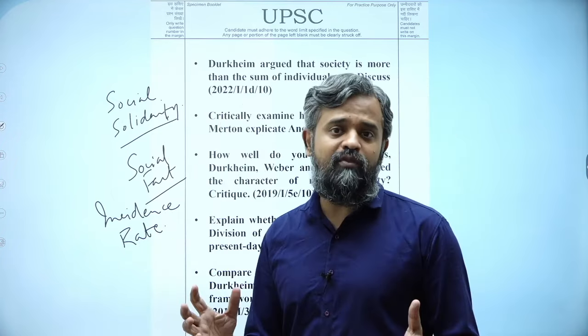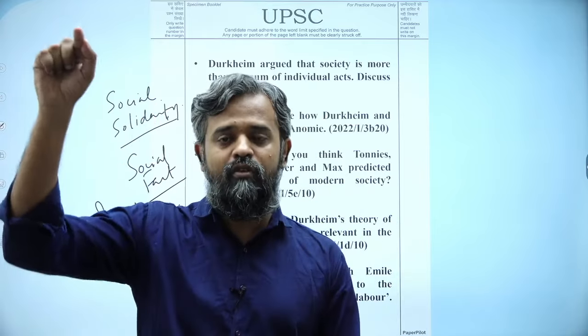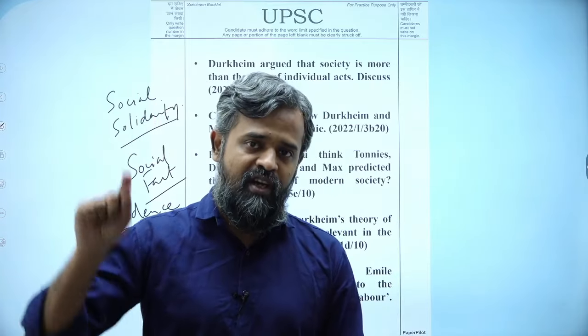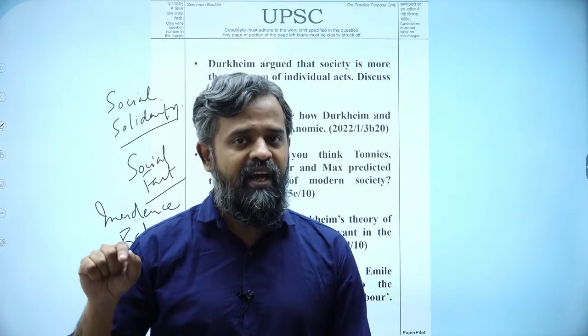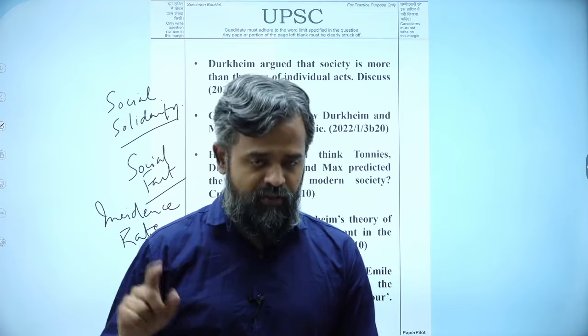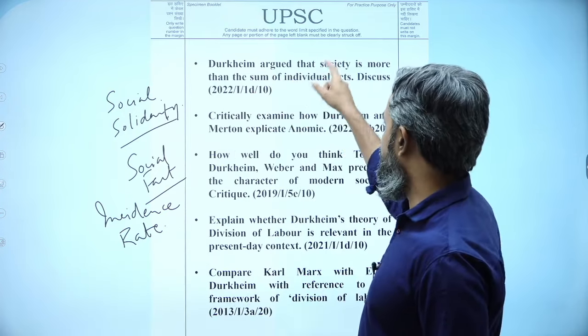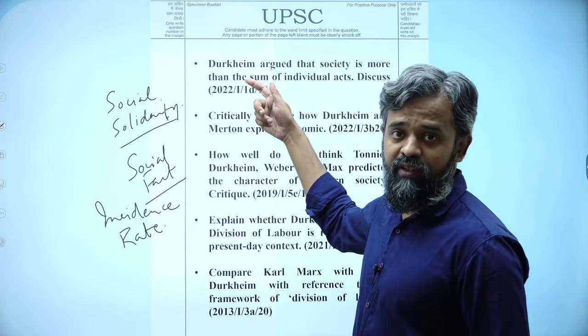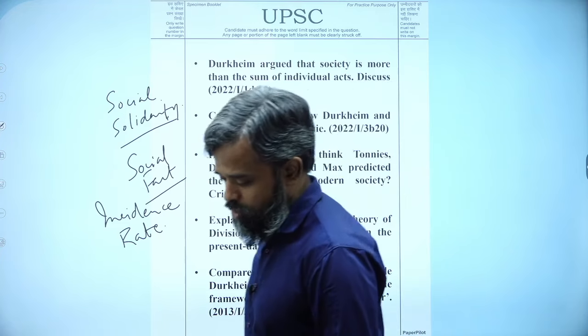So these are some of the pointers, and I'm particularly borrowing from four important works of his: Division of Labor in Society, Rules of Sociological Method, Suicide, and Elementary Forms of Religious Life. So this should be of great help if you're talking about how Durkheim is of the opinion that society is more than the sum of individual acts.